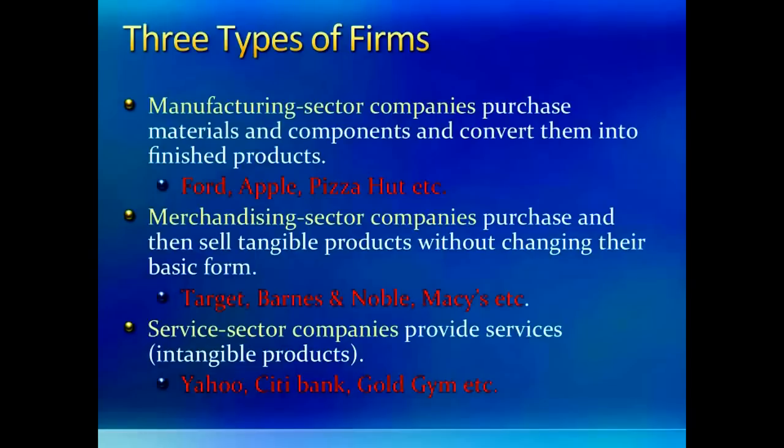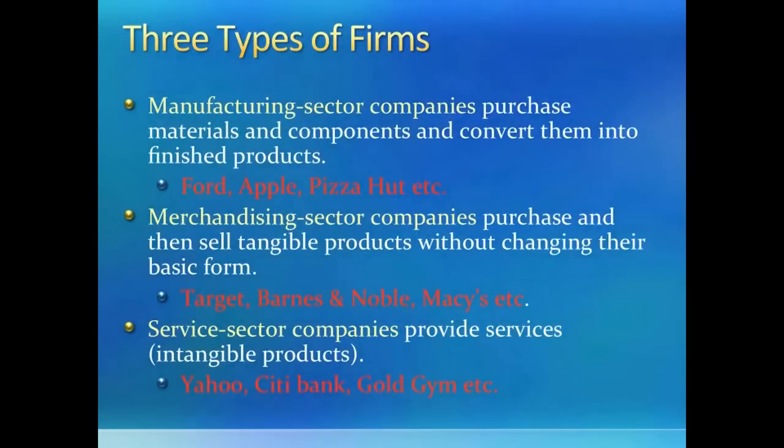Merchandising companies purchase ready-made products and sell them without changing their basic form. These companies are also known as retailers. Barnes & Noble, Macy's, and Target are all examples of merchandising companies, also known as retailers. Service sector companies do not provide a product, they provide a service instead. Yahoo, Google, Facebook, all types of banks, restaurants are all examples of service companies.